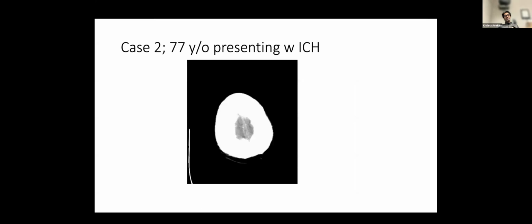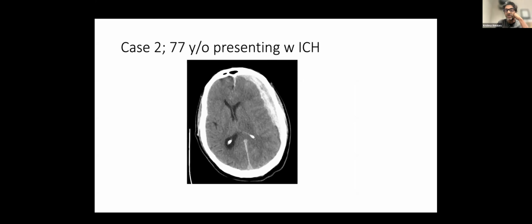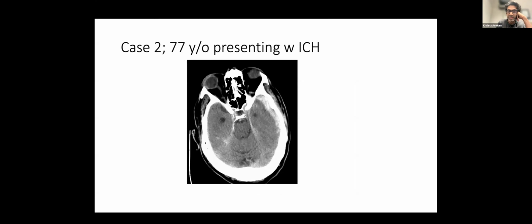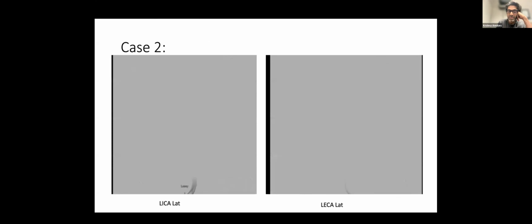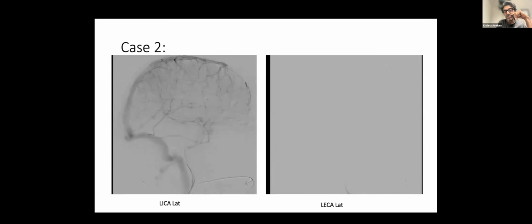So this is a 77-year-old presenting with the subdural and subarachnoid hemorrhage on presentation. At the time of the surgery, the patient had a vascular workup demonstrating very similar dural arteriovenous fistula. This is the left side. Very similar to the other case. There's a dural arteriovenous fistula supplied mostly by the ethmoidal branches off the left internal carotid artery, ophthalmic artery.